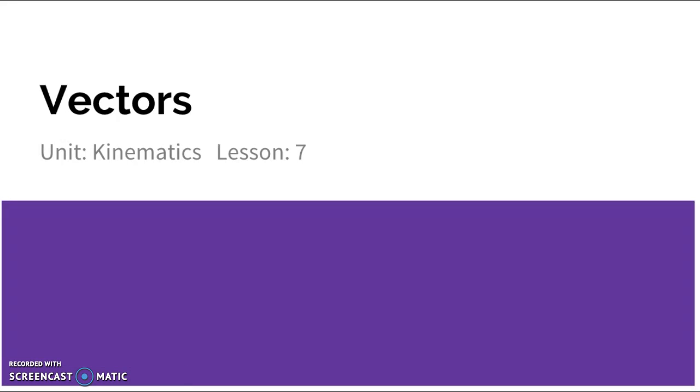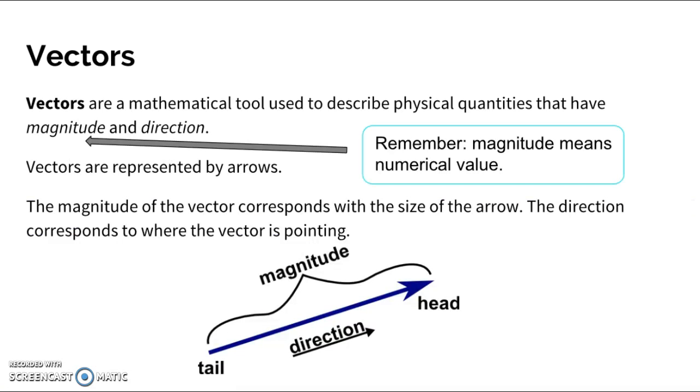Hi everyone, so today we're going to talk about vectors. This is lesson 7 of kinematics. We've already talked about vectors in class, but to remind you, vectors are a mathematical tool used to describe physical quantities that have both magnitude and direction. Don't forget, magnitude means numerical value. So vectors have a numerical value and a direction.